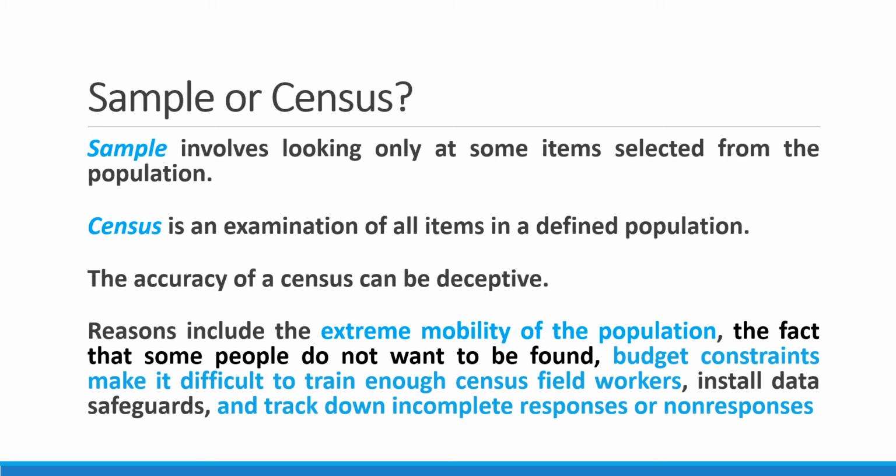Another main reason for unreliable results of census is budget constraints. Due to budget constraints, maybe not all the families are visited. Also, there are many difficulties to train enough census field workers. The field workers are the persons who are moving around and go to different households in order to collect data about these households.